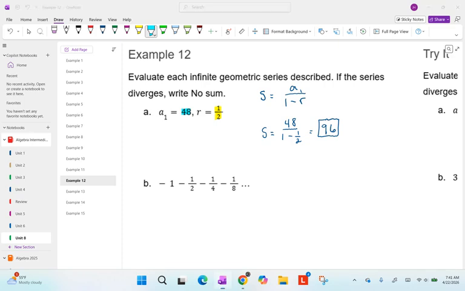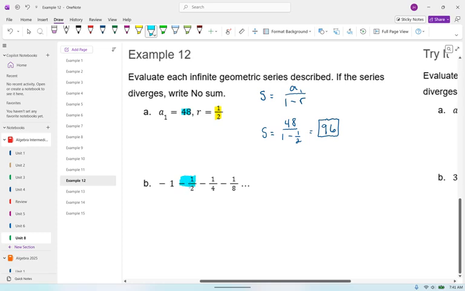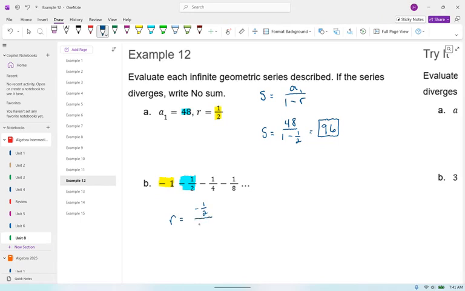Okay, to find that common ratio, we're going to take, again, our second term, just like we did in that last video, and divide by our first term. So our common ratio is going to be negative 1/2 divided by negative 1. Well, negative 1/2 divided by 1 would just be negative 1/2. A negative divided by a negative, negative 1/2 divided by negative 1, just going to change that to a positive and make it positive 1/2. So our common ratio is 1/2. That is between negative 1 and positive 1. So we know that the series converges.